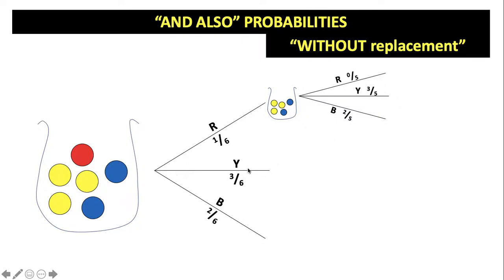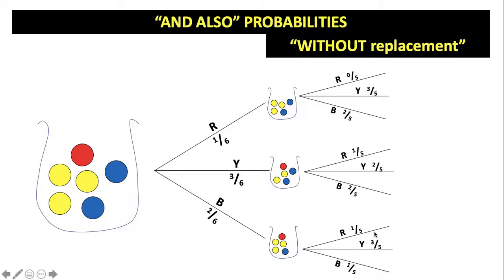In a similar way, if you picked yellow first, then there's only 2 yellows, a red, and 2 blues left in the bag. So you've got a 1 out of 5 chance of getting a red, 2 out of 5 chance of getting a yellow, 2 out of 5 chance of getting a blue. And if you pick blue first and don't replace it, then what remains in the bag is 1 blue, 3 yellows, and a red. So you've got a 1 out of 5 chance of a red, 3 out of 5 chance of yellow, 1 out of 5 chance of blue.